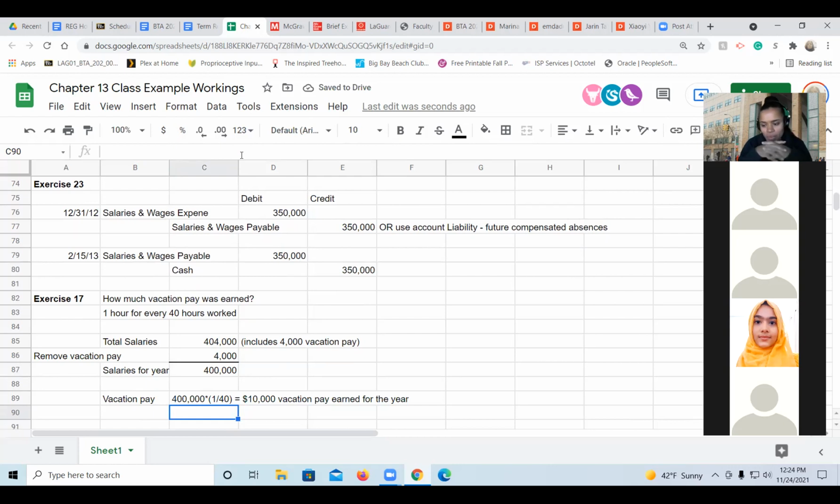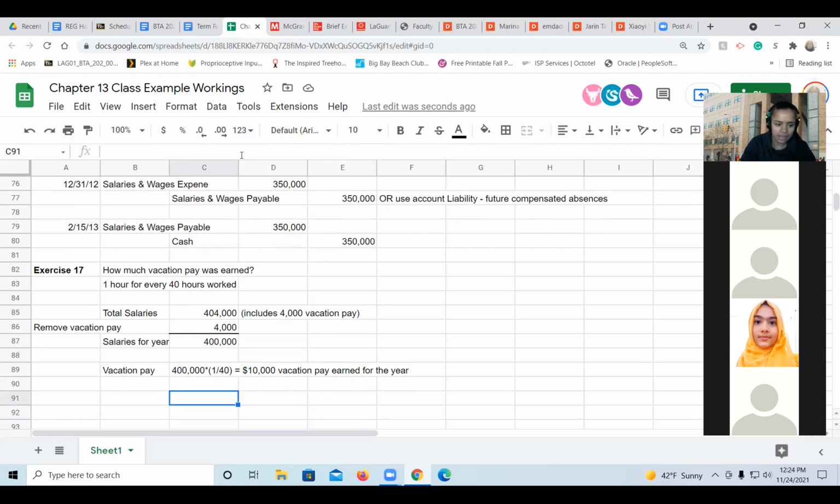So I repeat, we had a total salaries number of 404,000. That already included 4,000 of vacation pay that was paid out. We removed the 4,000 because we can't include vacation pay in the calculation of vacation pay. That gave us salaries for the year of 400,000. The question tells us that they earn 1 hour of vacation for every 40 hours worked. So we need to take 1/40th of the total salaries as the vacation pay. That's $10,000.